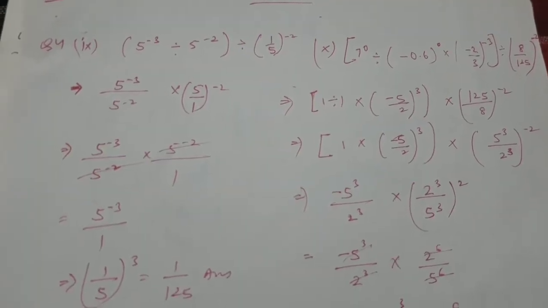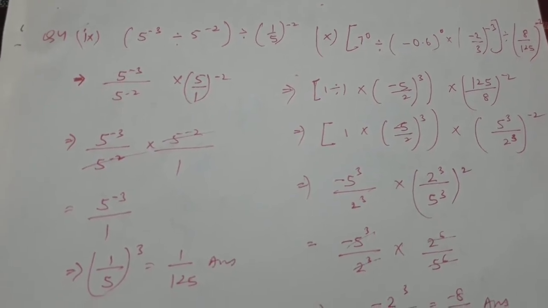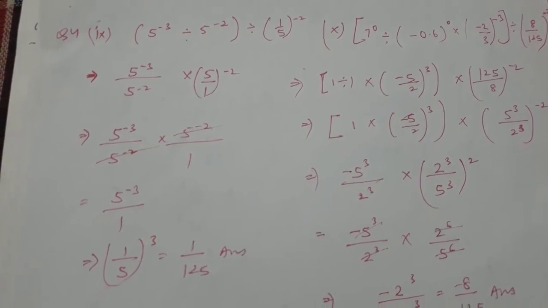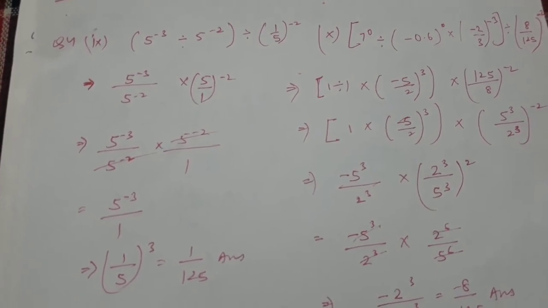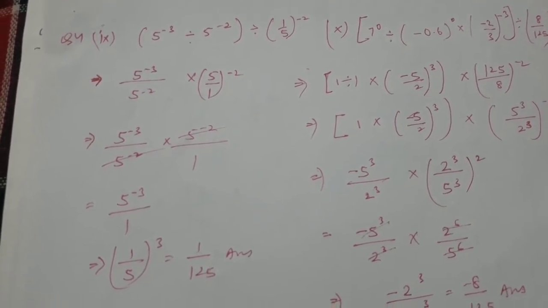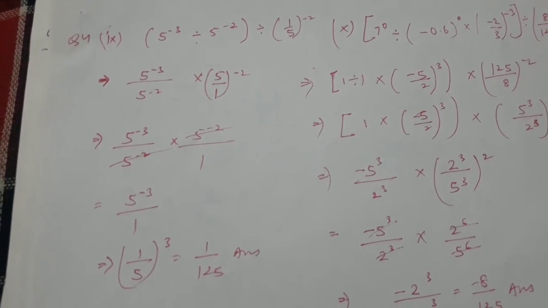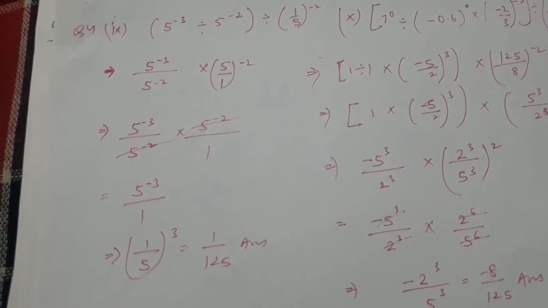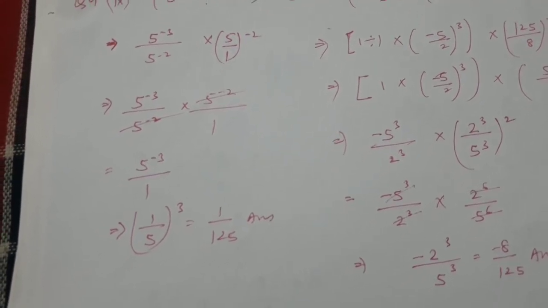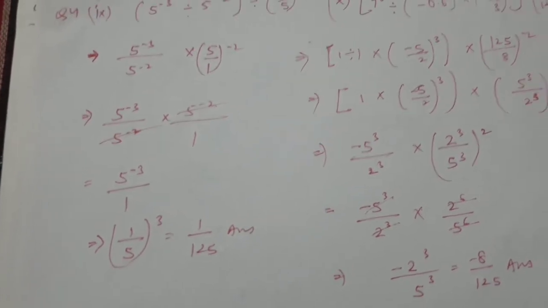In question number 4, part 9, 5^-3 divided by 5^-2 divided by 1/5^-2. So we can write this number as 5^-3 divided by 5^-2 into 5^-2/1. So 5^-2 will get cancelled and we will be left with 5^-3, which will come out as 1/5^3, which will come out as 1/125.